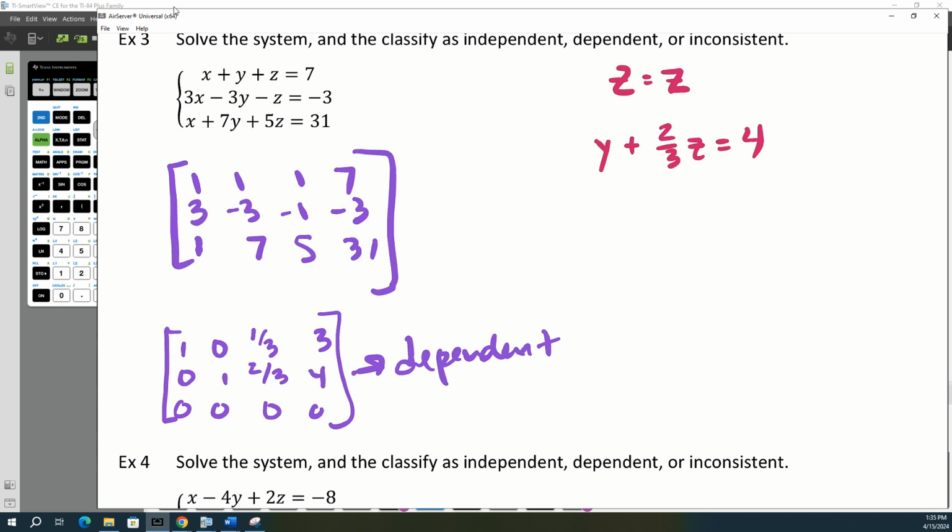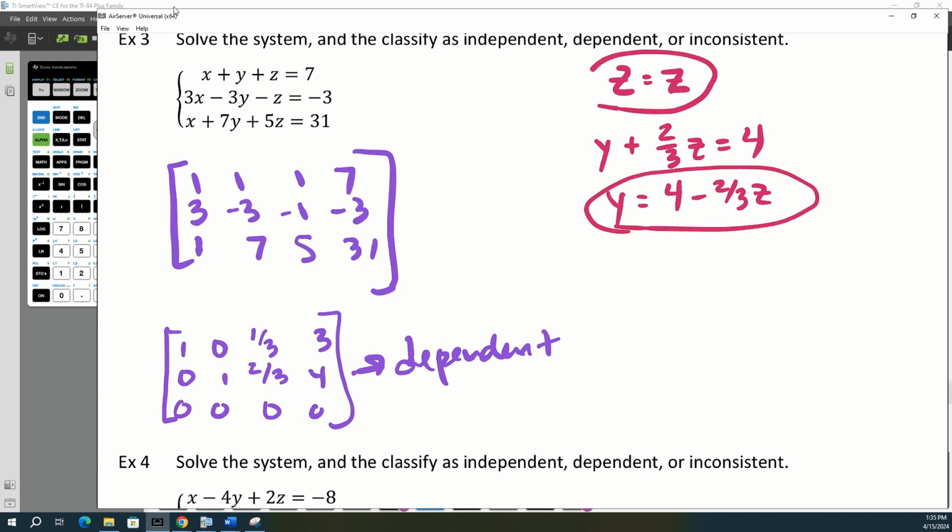Now we don't want all that stuff. We just want to know how we can represent y. So what would you do with that 2/3 z? Subtract it. So that's what we're going to use for y. Z, we're going to just say it's z. Y is going to be 4 minus 2/3 z. You guys figure out what x is going to be. It's going to be very similar to y, but different. Use that first equation. Put in your x and your z.